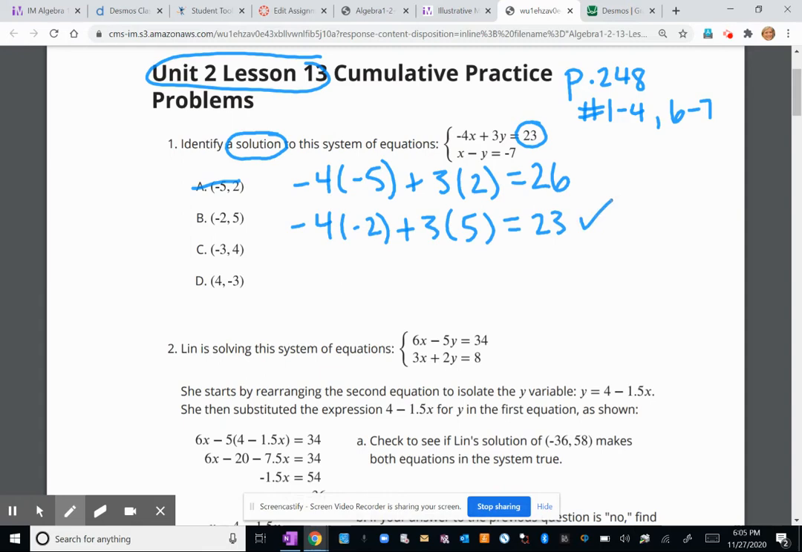x minus y equals negative 7. If x is negative 2 and y is 5, negative 2 minus 5, that does equal negative 7. So since it made both equations true, then B is a solution to this system of equations. We also know that if a system has a solution, it only has one. And so that tells me that B is the only correct answer. So C and D would also be incorrect.